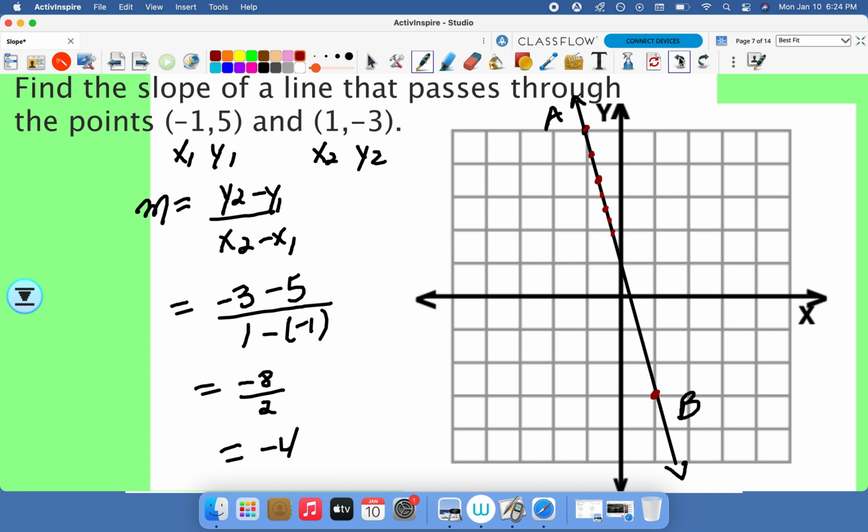So just as a picture, let me show you what we just did. Basically what we just did was this. So let me draw.